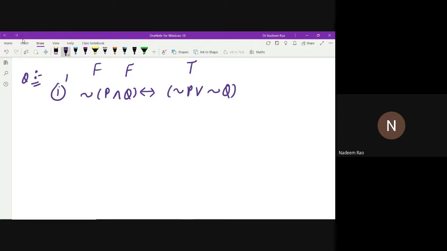So, the second one: P implies Q, implies Q or R, implies (Q or R), then (P implies Q), then implies R.